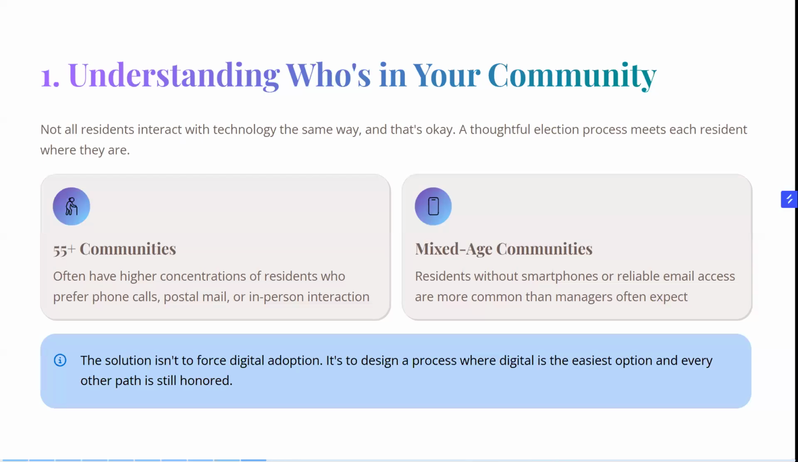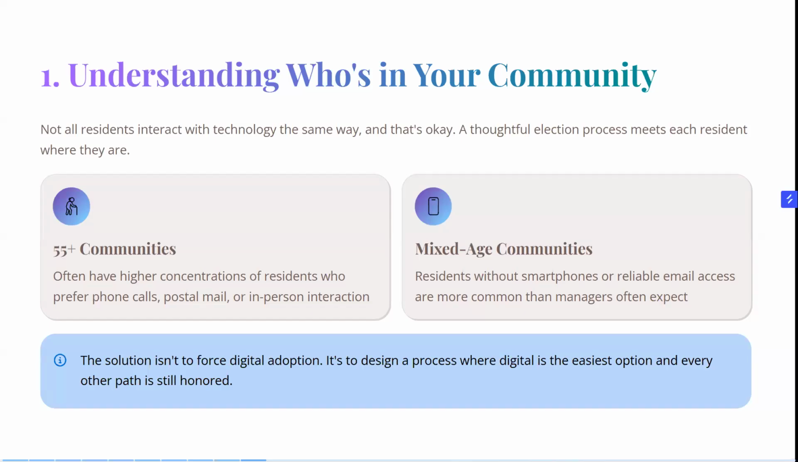And the first strategy sounds pretty straightforward, but it is the foundation everything else is built on. The strategy is: know who is actually in your community before you design your election process. I have seen managers assume their community is comfortable with technology because they got decent email open rates on newsletters. Email open rates for newsletters and email response rates for elections are two very different things. When there is something at stake and a deadline attached, hesitation kicks in.